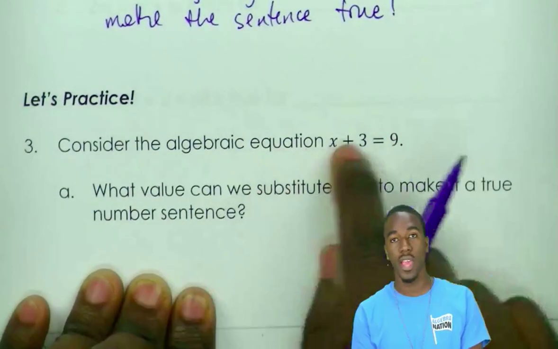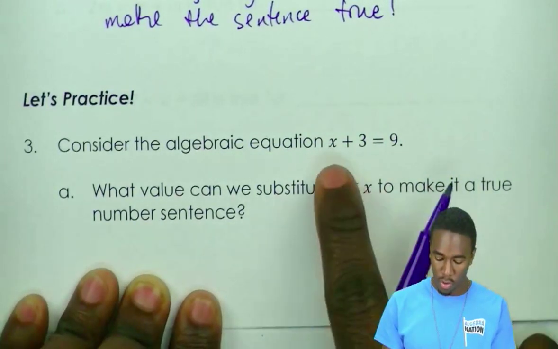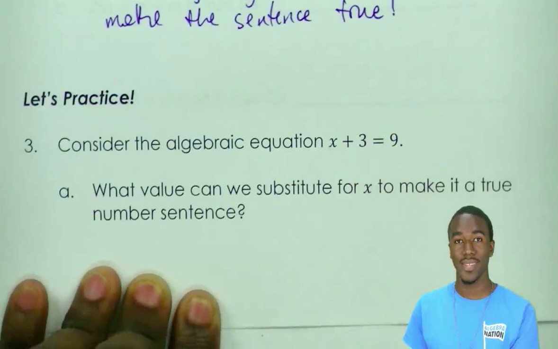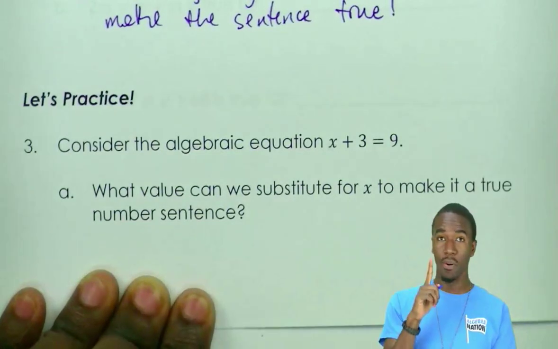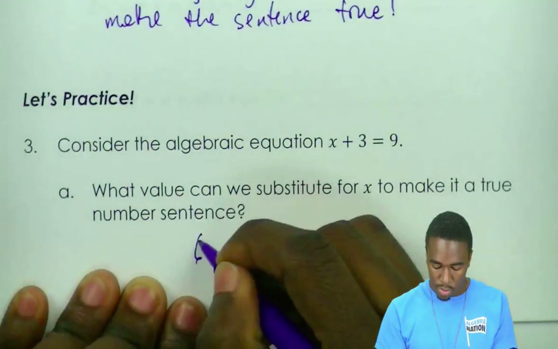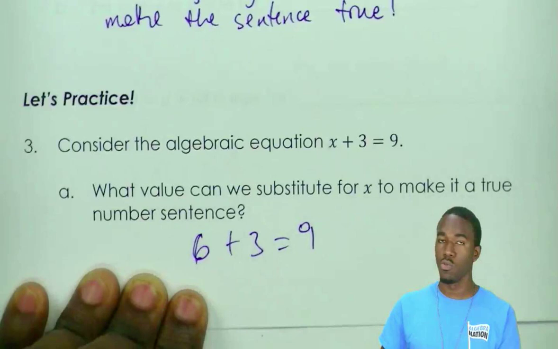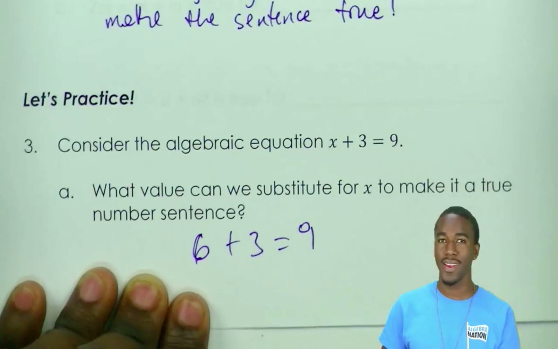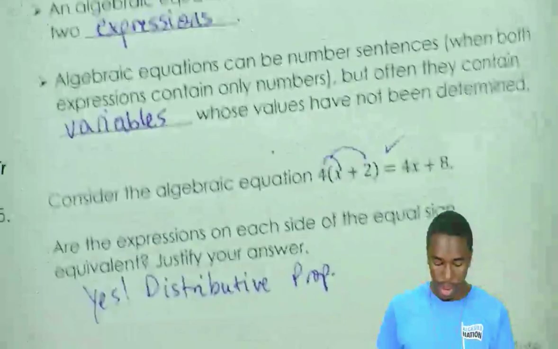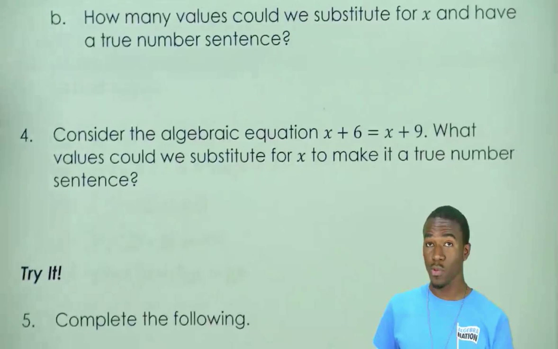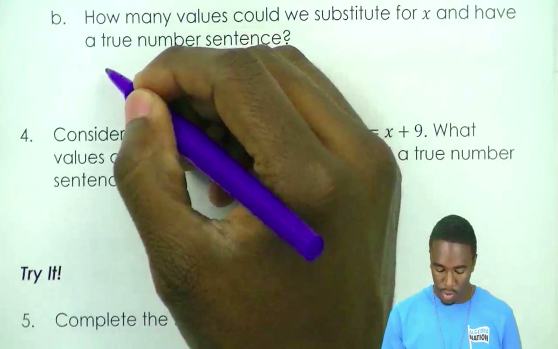So I want you to consider the algebraic equation x plus 3 is equal to 9. Now, there's only one number that I can add 3 to get to 9. What value do you think that is that we can substitute for x to make it true? Well, there's only one number, right? So that number is going to be 6. 6 plus 3 is equal to 9. Okay, there's no two ways about it. That's the only number we can substitute here for x to get that answer. Now, how many values could we substitute for x and have a true number sentence? We just said, right? Only one. That's the only one.